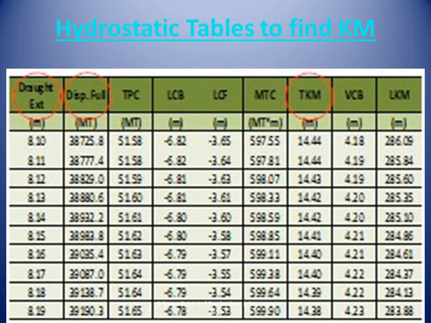In the first column, we see draft ext. This means draft extreme and is measured from the bottom of the keel plate. In the second column, we see disp full, which means displacement full and shows the total displacement of the vessel corresponding to that draft at the table density. The stability booklet will clearly indicate the water density assumed in calculating the displacement. It is usually assumed to be salt water, that is 1.025 metric tons per cubic meter, but could be different. In the column third from right, TKM means transverse KM.